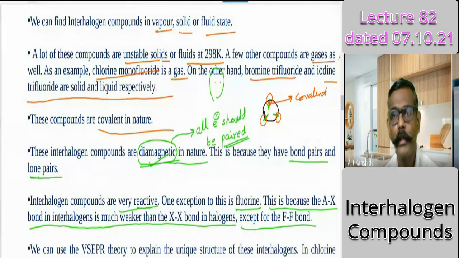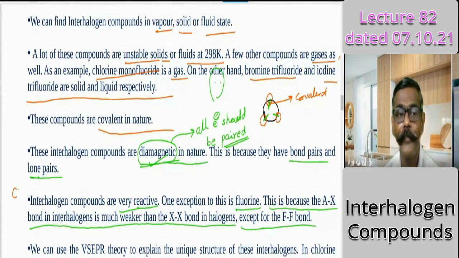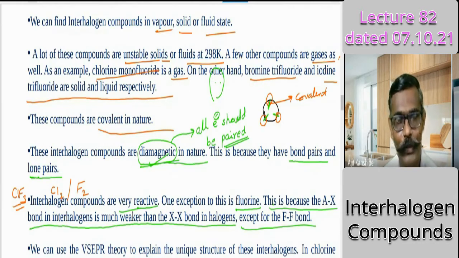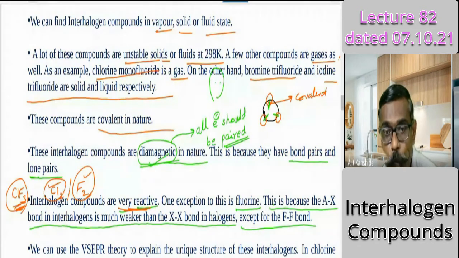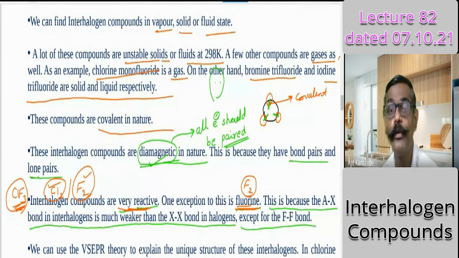For example, consider ClF as one interhalogen compound, or ClF3 or ClF5. The respective halogens are Cl2 and F2. These interhalogen compounds are very reactive compared to these halogens. What is the exception? Fluorine. ClF3 is more reactive, but not as reactive as fluorine is. ClF3 is more reactive compared to chlorine. So F2 is an exception. It itself is more reactive.